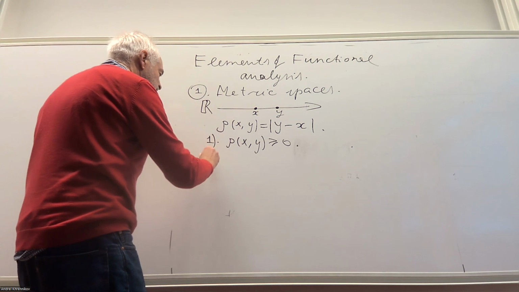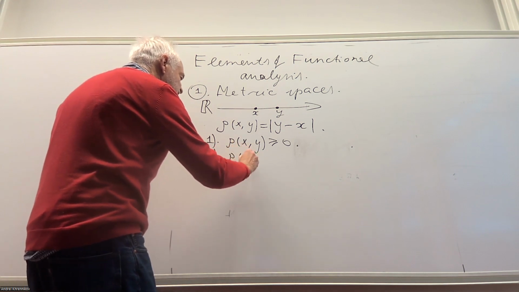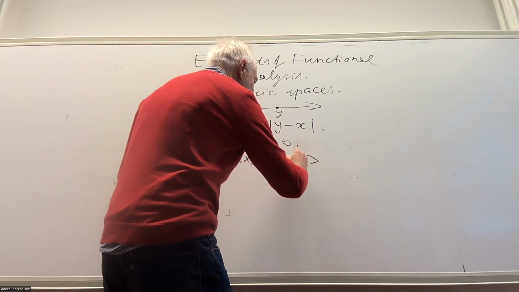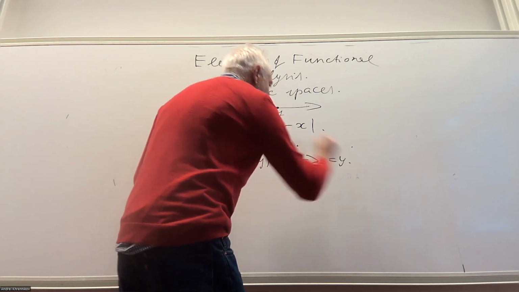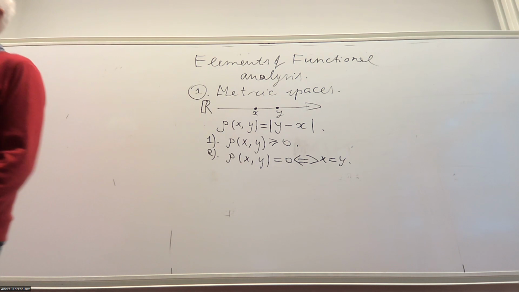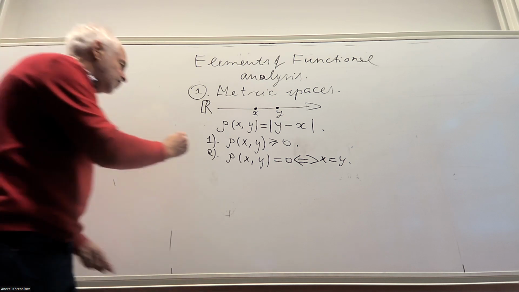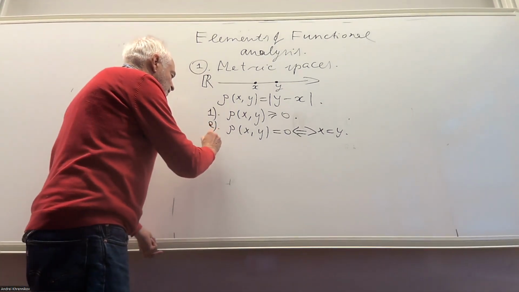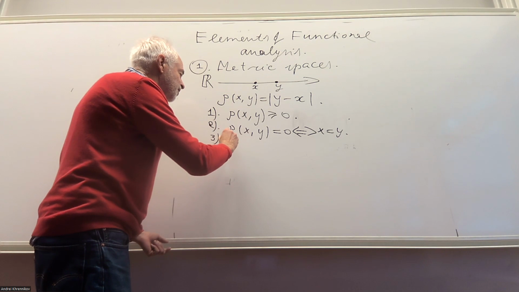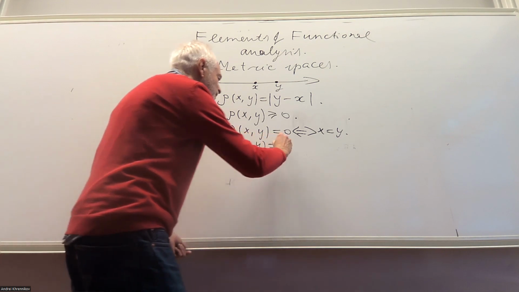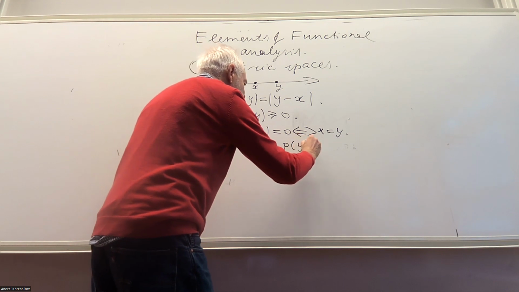Second, this function is equal to 0 if and only if it is just the same point. If points are different, distance is non-zero. Third, it is symmetric. The distance from point x to point y is the same as the distance from point y to point x.